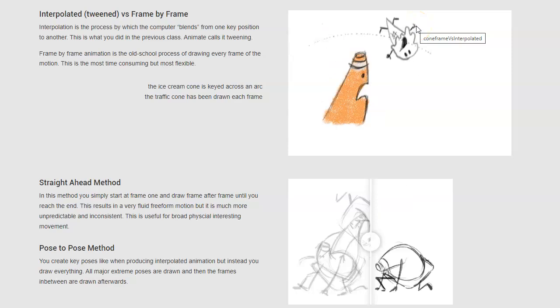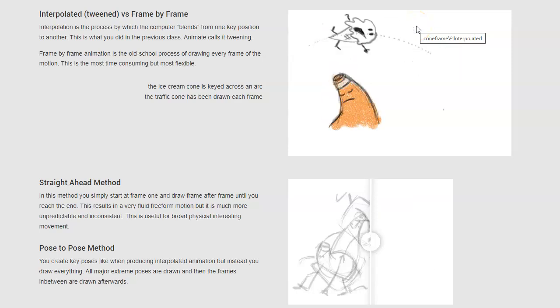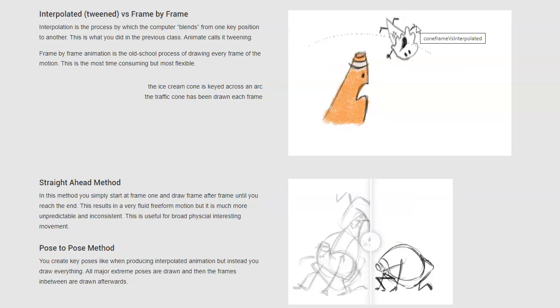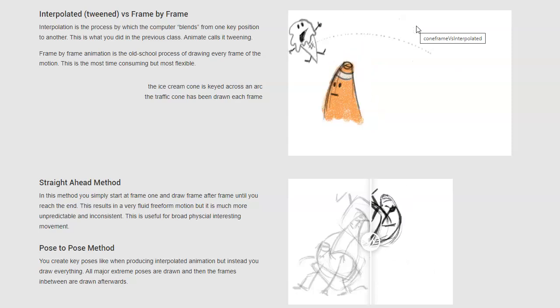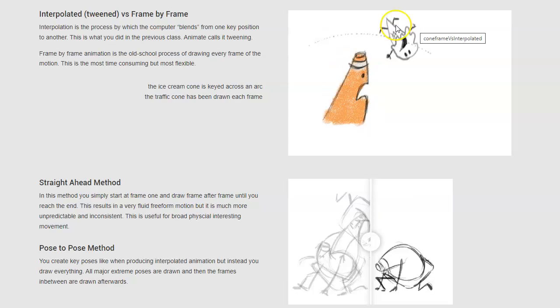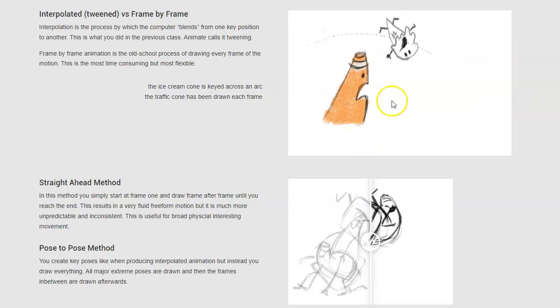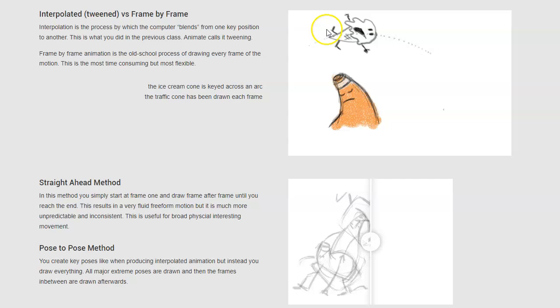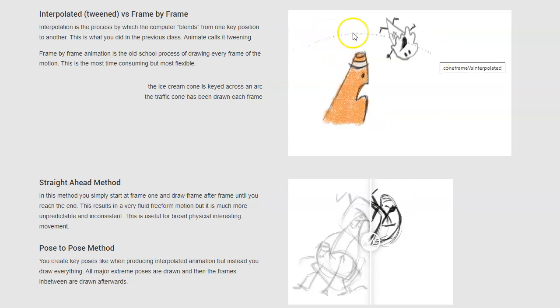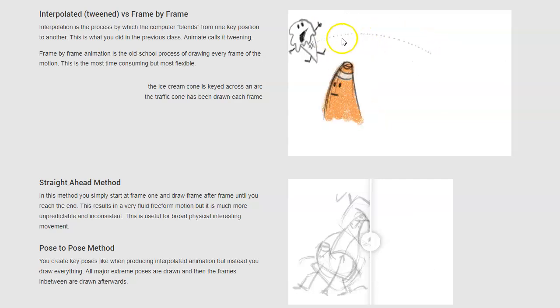Interpolated tween versus frame-by-frame animation. So interpolation is just the process by which the computer is going to blend from one key position to another. If you look at this example here, what you're going to see is this little cone, this ice cream cone that's coming around. Notice that there's an arc, and each one of these little dots is more or less a frame.